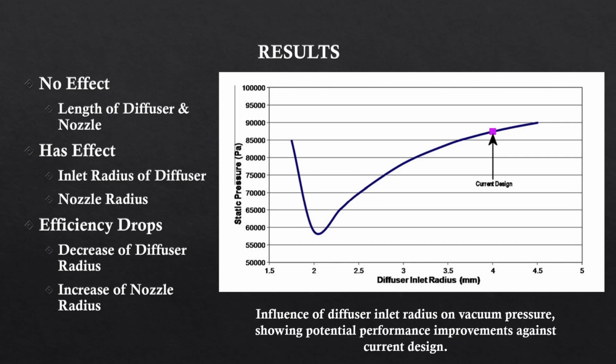The reasoning behind this is that increasing or decreasing both of those parameters will cause the pump to stall as the flow enters the diffuser. The diffuser accelerates the flow, which leads to a sudden drop in efficiency. Pictured on the right is a graph that shows the influence of the diffuser inlet radius on vacuum pressure.